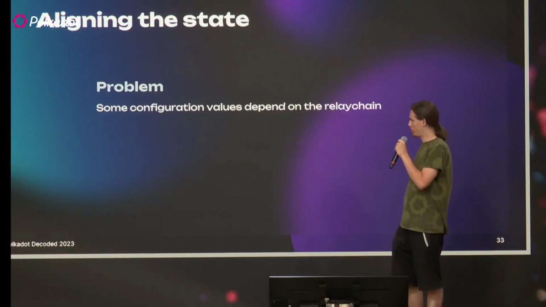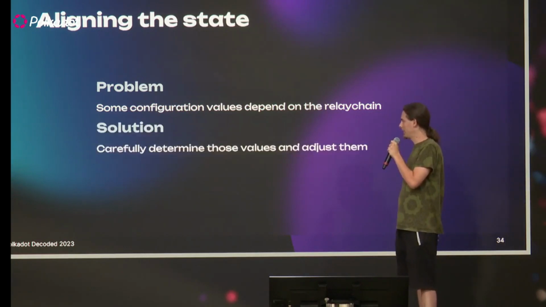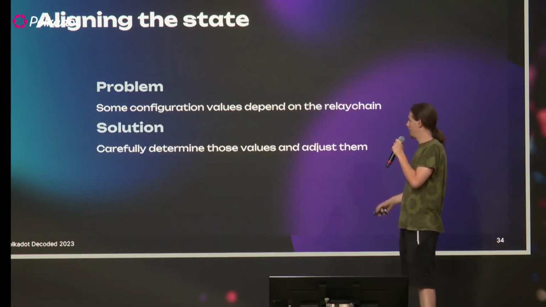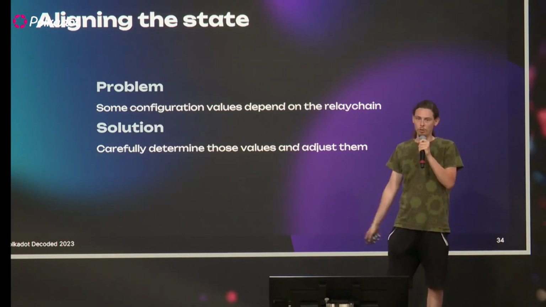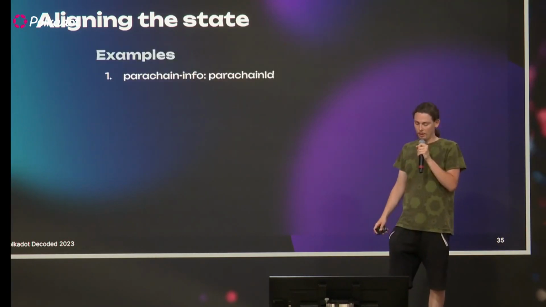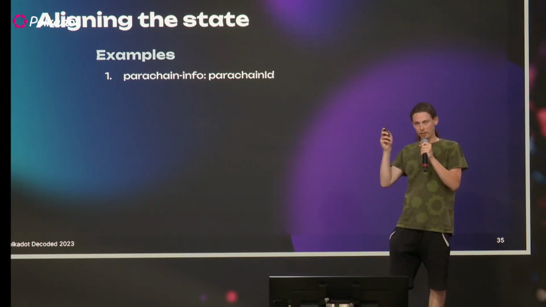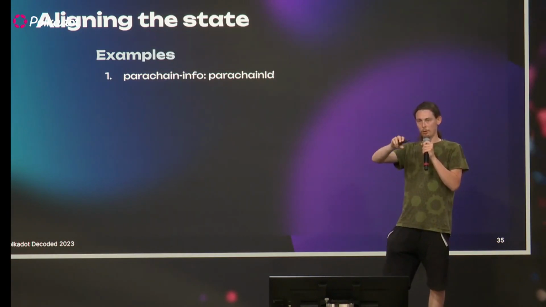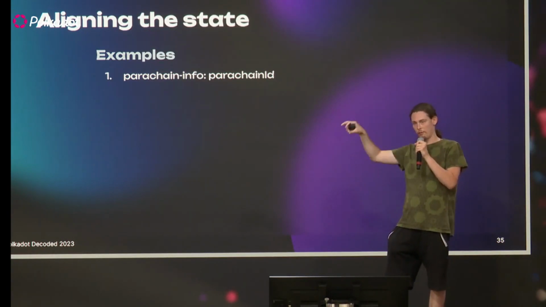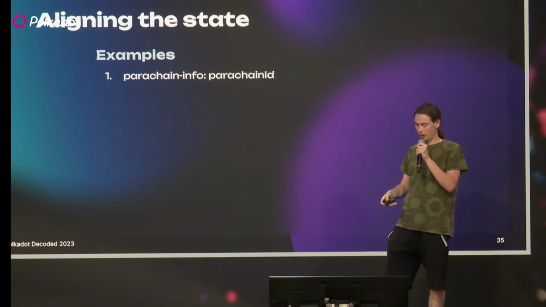Then the next problem is aligning the state. Essentially, I can't give you a perfect solution that works in any case. So you have to figure out what exactly you have to change in the storage so your source parachain on Kusama can actually function on the target relay chain on Polkadot.